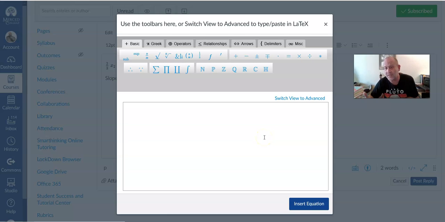Now, the slope formula is a fraction. That means we have to put the fraction there first. When you do these, you want to be thinking reverse order of operations. The fraction is the last thing you compute, so it's actually the first thing you type.